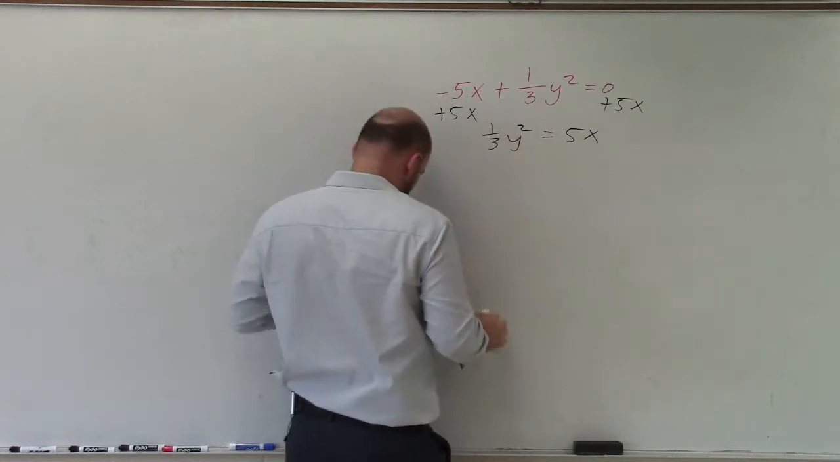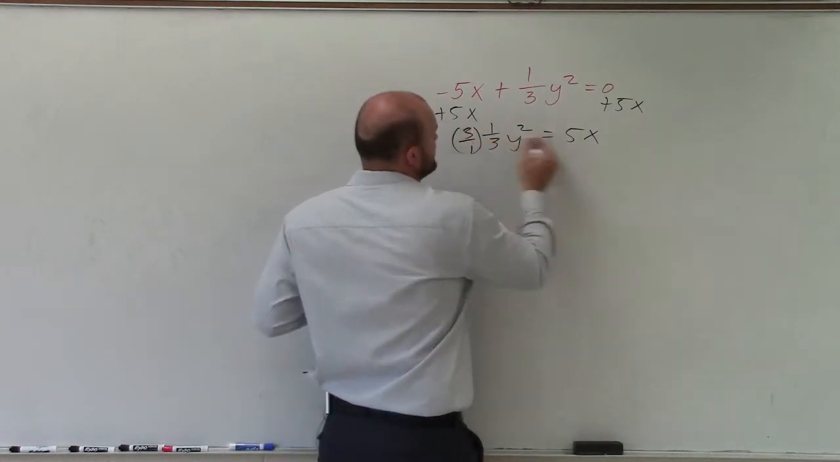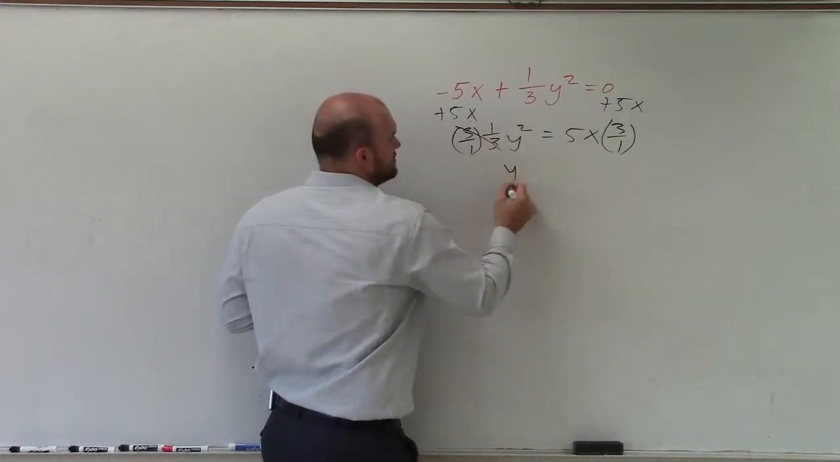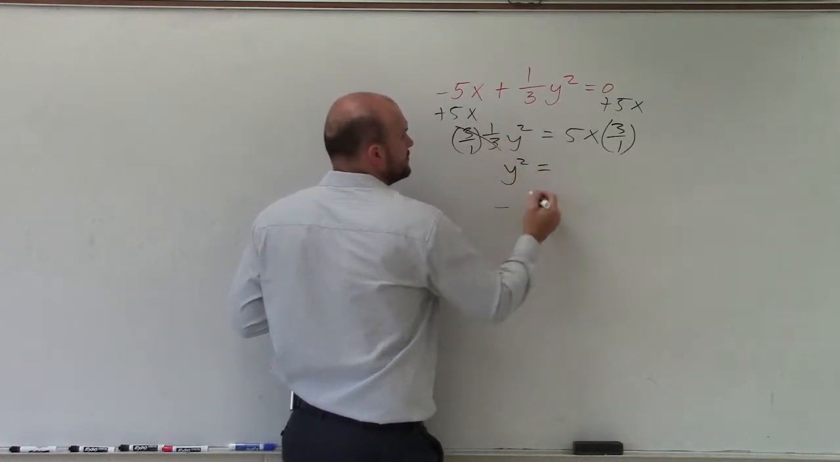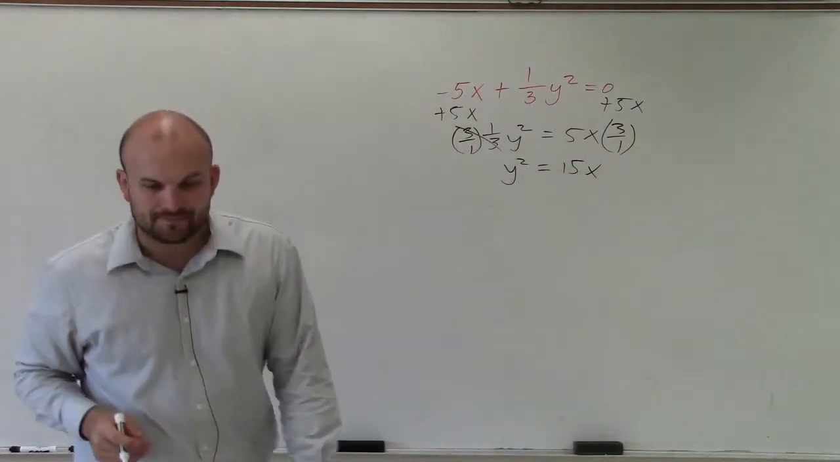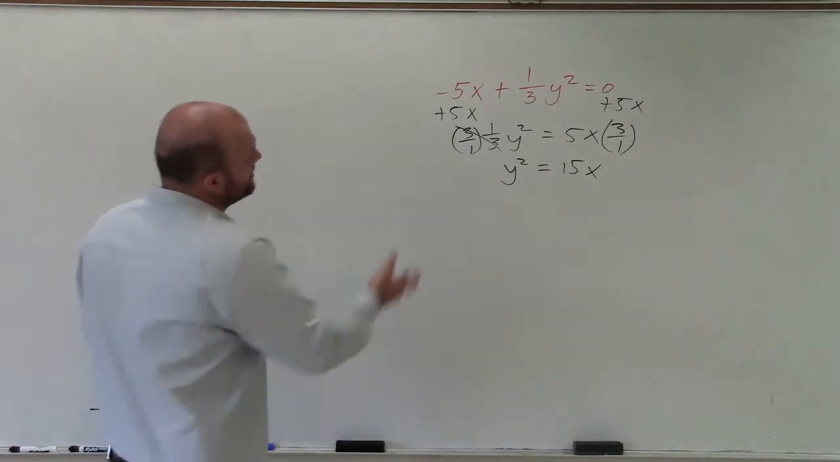Let's get rid of this 1/3. To do that, I'll multiply by the reciprocal on both sides. Any number multiplied by reciprocal goes to 1, so I have 1 times y squared, which is just y squared, equals 15x. Perfect.